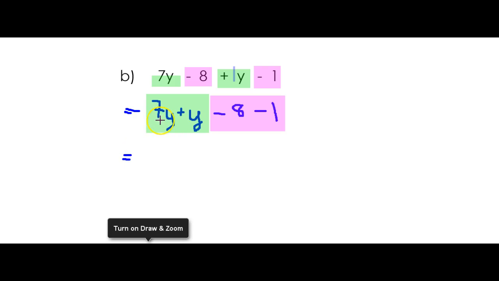where possible. So I have 7 y's plus 1 more y, and so that gives me a total of 8y. Then I see negative 8, take away 1 more 8, and that gives me negative 9. And in class we discussed how if you're struggling with managing integers, you may want to double check using your calculator that in fact you've added or subtracted those integers properly, just to reduce the possibility of you making an error with your integers.